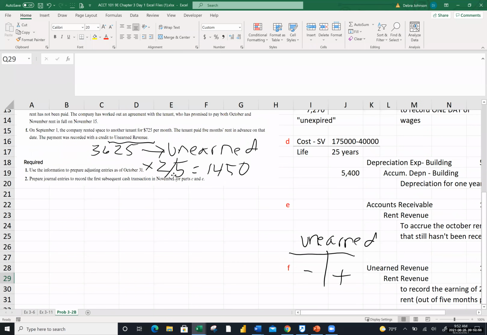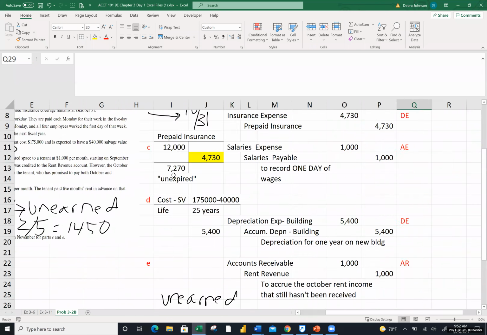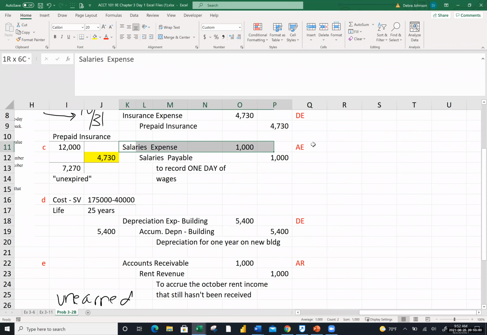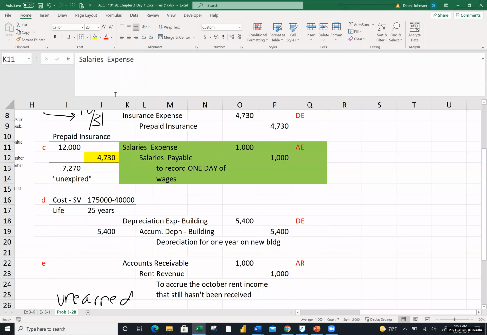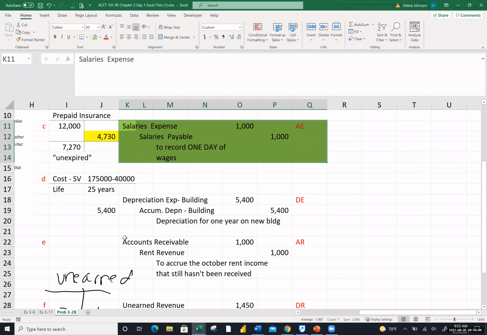Okay, I'm going to go highlight C and E so we can look at those. So C was this one. I'm going to make it green. And E was this one.